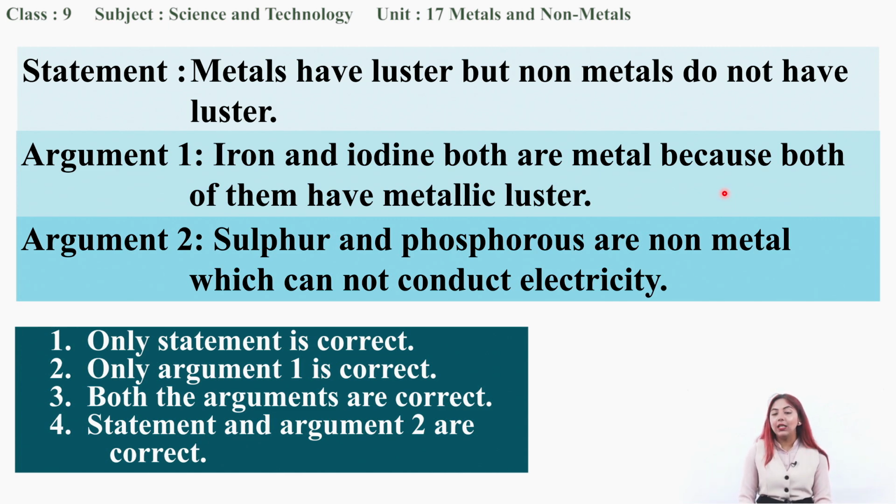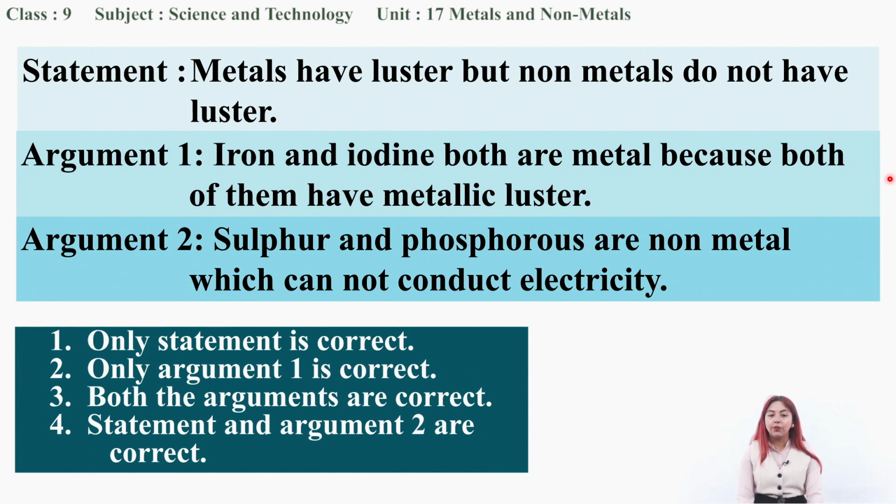Argument 1. Iron and iodine both are metals because both of them have metallic luster. Is this true? No, it's not true, because iron is a metal but iodine is not a metal. Even though both iron and iodine possess shiny appearances, iodine was the exception. That is, even though iodine has a lustrous property, it is a non-metal and it was an exception. So this is incorrect because both of them are not metals. Iron is a metal but iodine is a non-metal. So argument 1 is incorrect.